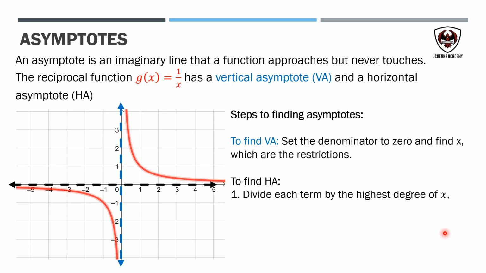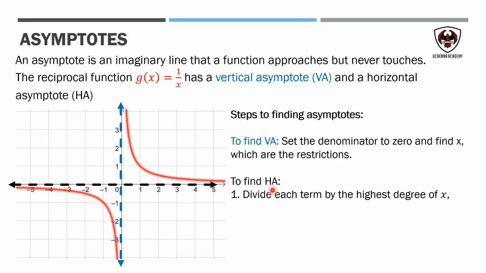To find the horizontal asymptote, there's a longer way. I will show you a shortcut because we don't really need to know the longer way for now. I'm only showing it to you just because it's nice to know, but the shortcut is really nice to know, so you'll learn the shortcut soon.